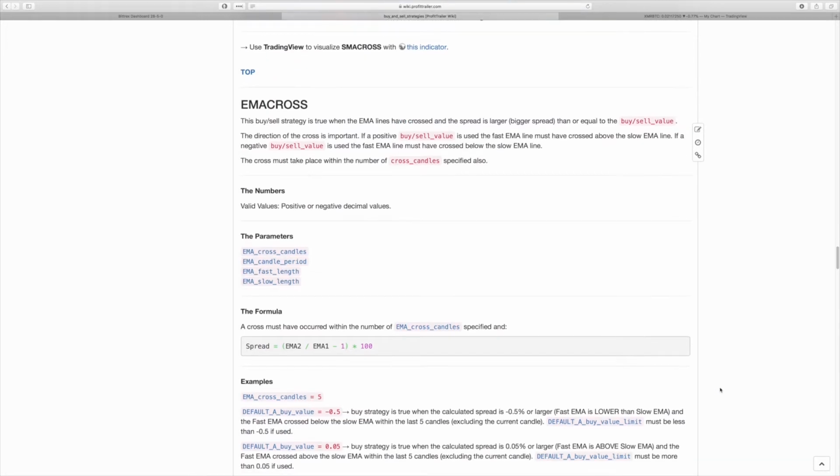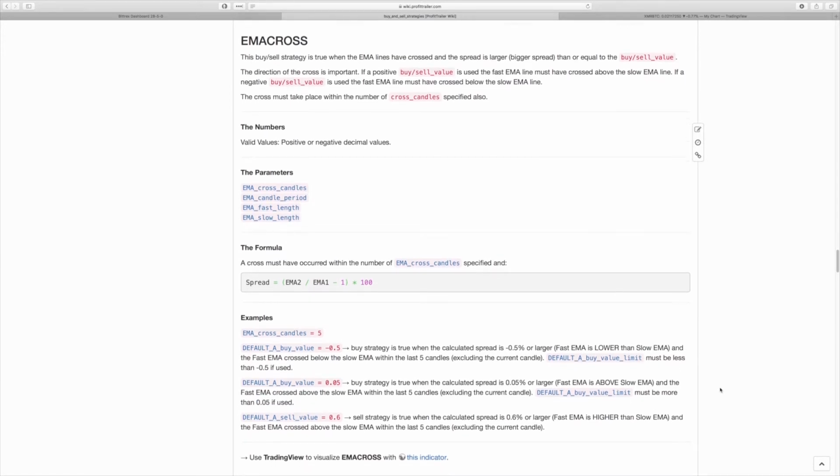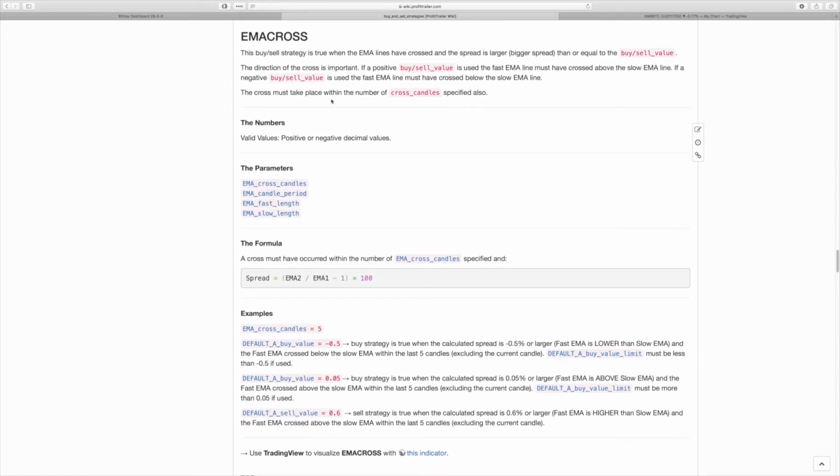Also, if we take a look down here, the next article down is EMACROSS. As I said, this is exactly the same as SMACROSS. It just uses an exponential moving average for its basis instead of simple moving averages. So I'm not going to rehash this here. You can read this on your own. You'll find it is almost word for word like SMACROSS. It's just saying EMACROSS instead.